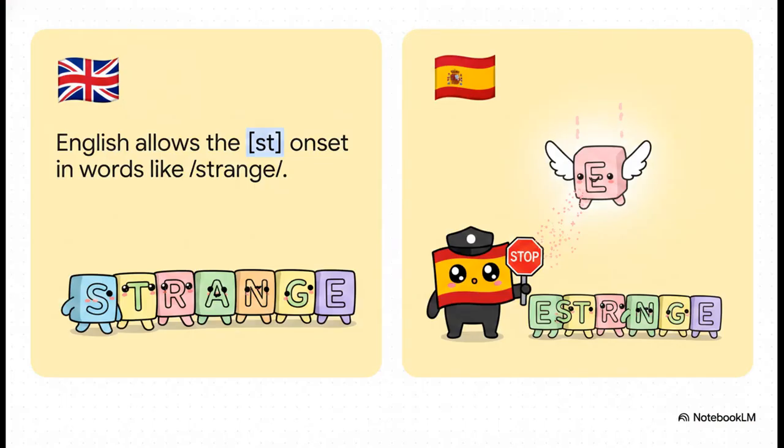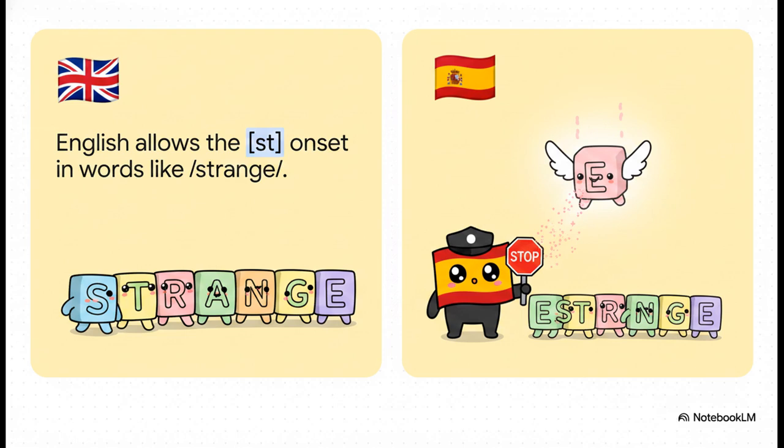So what happens when the building codes of English crash into the codes of a totally different language? Pure chaos. Different languages have completely different phonotactic rules. For example, Spanish strictly prohibits starting a word with an ST consonant cluster. It's straight up illegal in their linguistic physics.